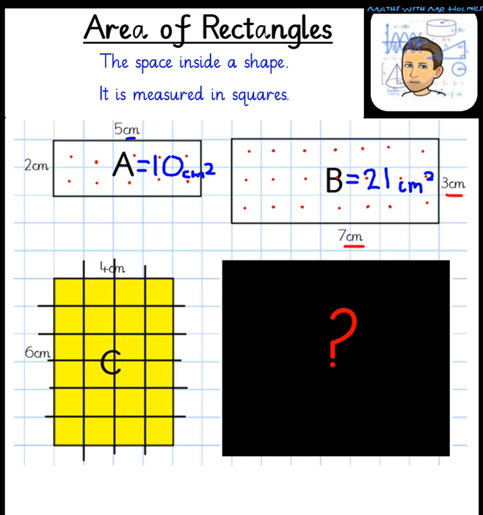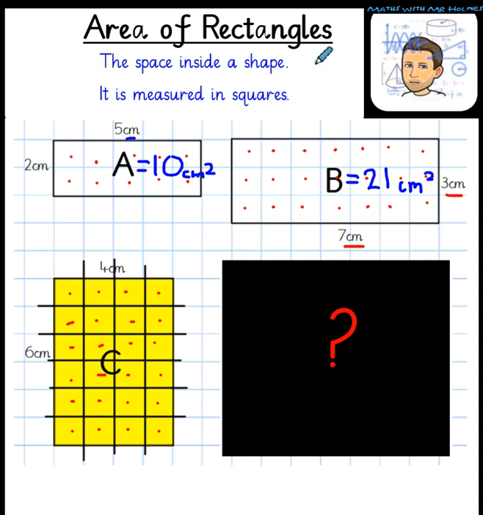Now, you count up again. So we know the long edge is 6 centimeters, short edge is 4 centimeters, so we can either count in 4s. So we've got 4, 8, 12, 16, 20, 24. Or if you did know your 6s, we could count down, so we could count the columns 6, 12, 18, 24.